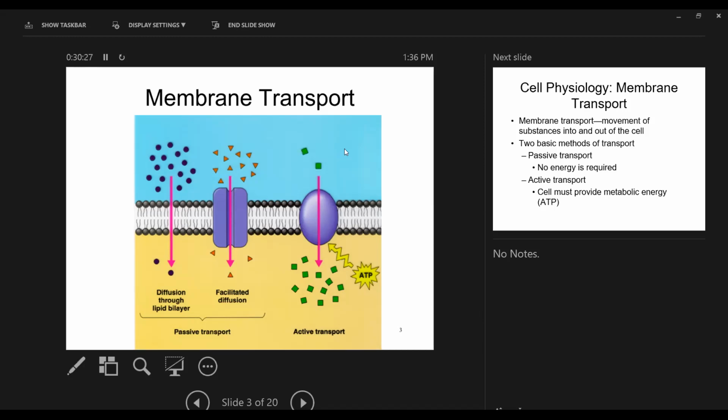Instead, the cell says, I need those green squares, and it will actually pump across the membrane against its concentration gradient, meaning instead of going from high to low, it's going from low to high. It's going uphill. And that takes energy. And this little yellow thing here says ATP. ATP is the molecule that our bodies use to carry energy around to all the parts of our body to get things done. So ATP is the fuel that we use to power our muscles and nerves and everything else. And so this is actively transporting the green squares against the concentration gradient to get inside the cell.